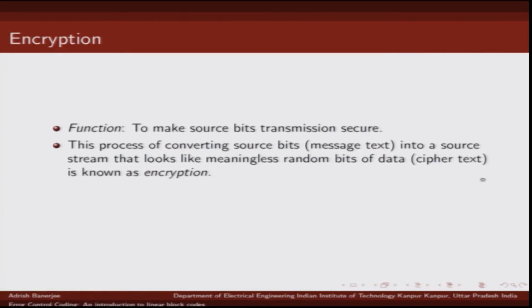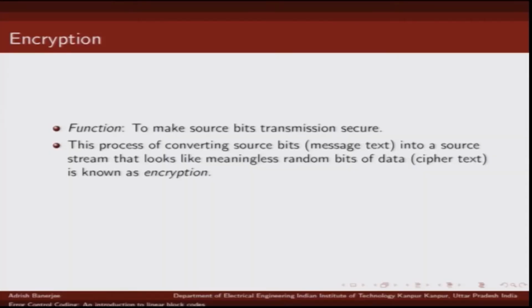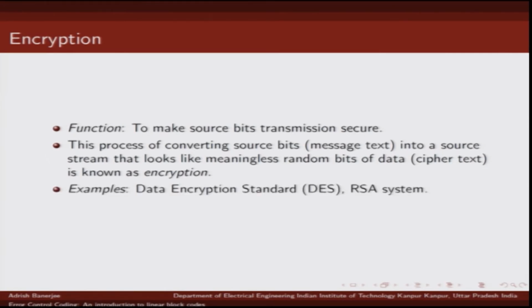So, encryption takes our source bits and converts them into random looking bits, which for somebody who does not have a key would appear as random meaningless data. So, it converts your message text into what we call ciphertext, and that is encryption. Examples of encryption are Data Encryption Standard, Advanced Encryption Standard, and the RSA system.